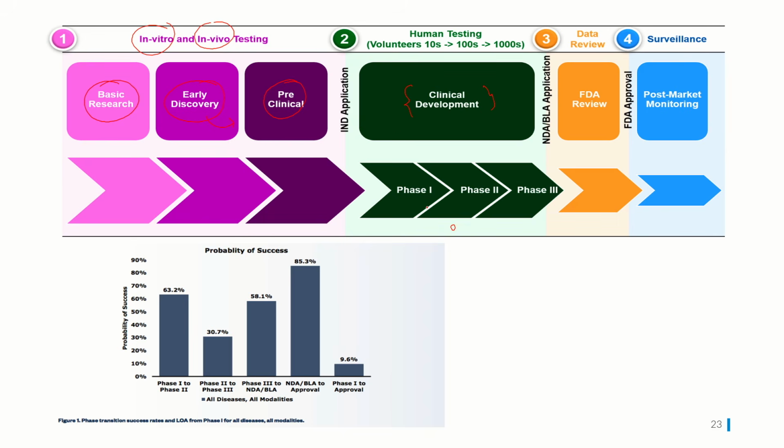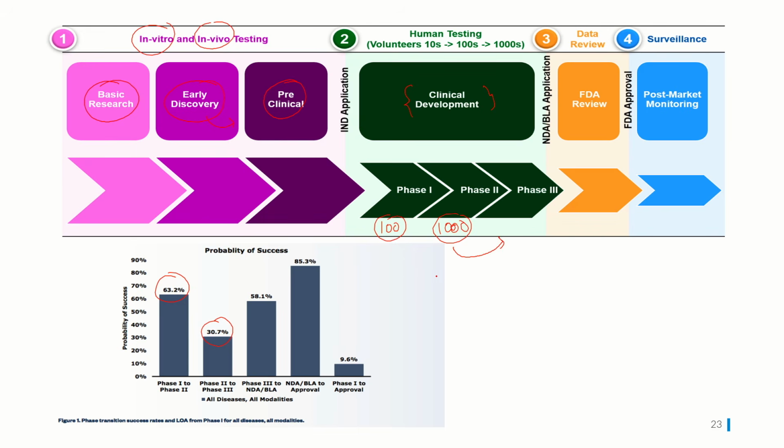You move to phase number 1, where you test it on around 100 people in a very limited, controlled environment. If it is successful, the probability historically is around 63% of moving from phase 1 to phase 2. You will test it on around 1000 people in phase 2, and the probability of moving from phase 2 to phase 3 is around 30%. The probability decreases drastically for moving to phase 3.